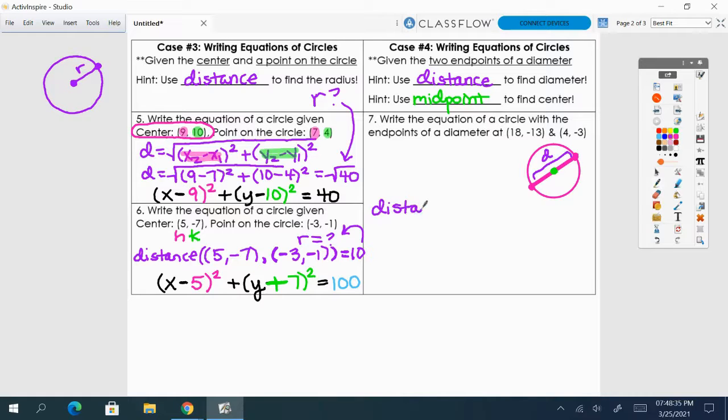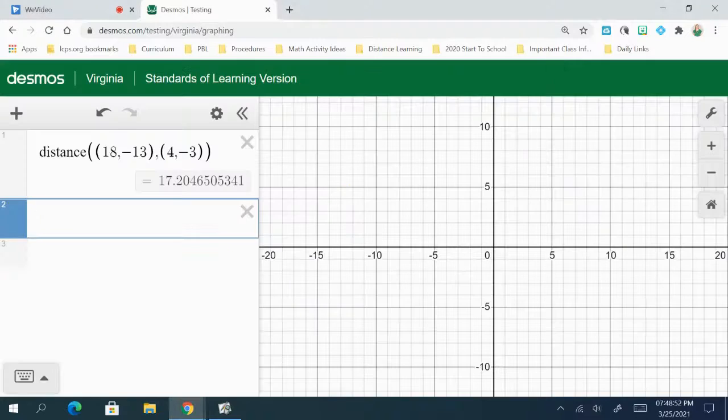We'll put that in Desmos just like we did the last problem. Start your parentheses, then start your parentheses for your first point. Put a comma in between the points, that way it comes out correctly. In Desmos, you go ahead and put that all in. You get your answer of 17.2. That's going to be the diameter though.